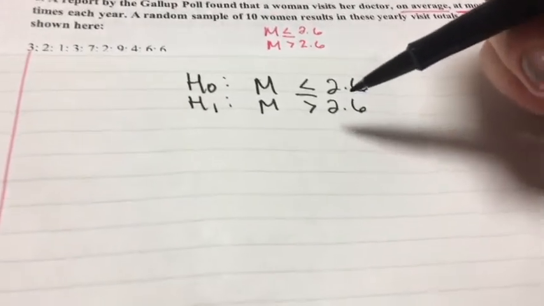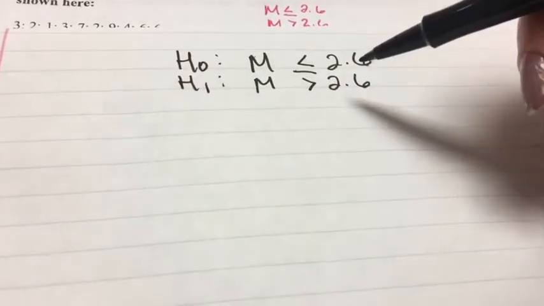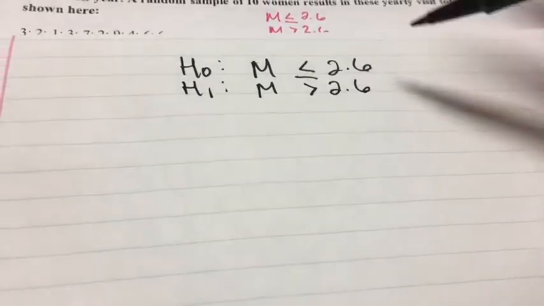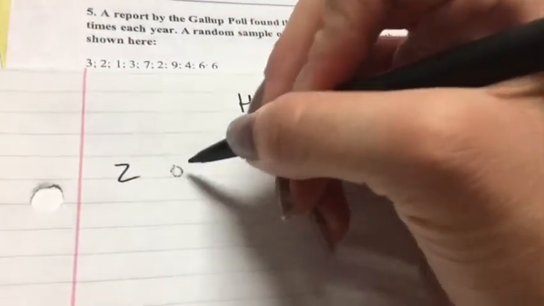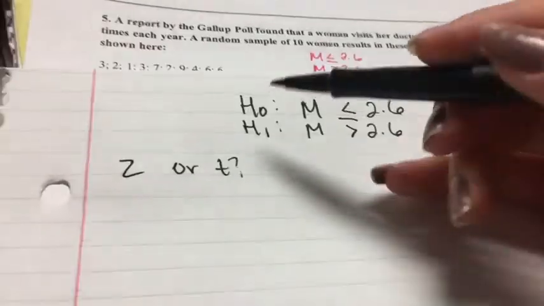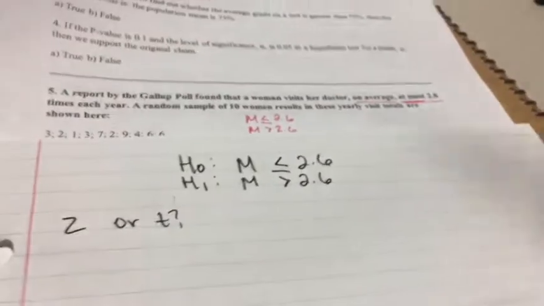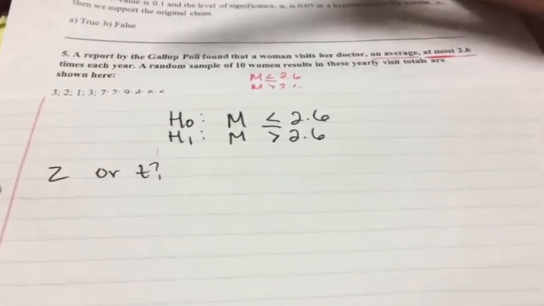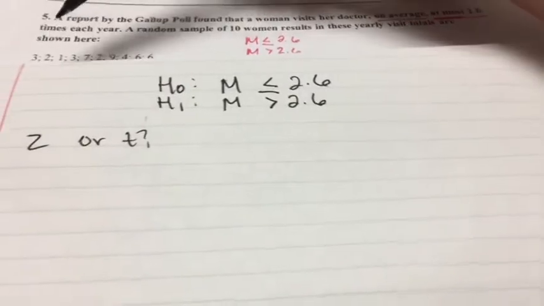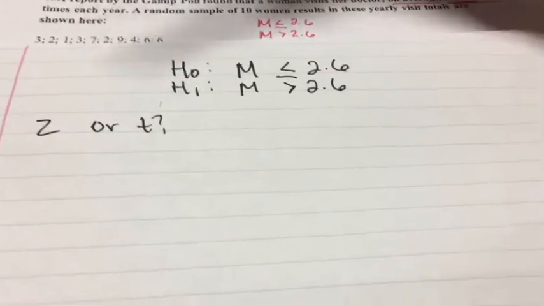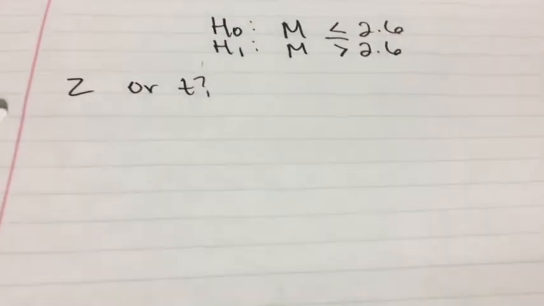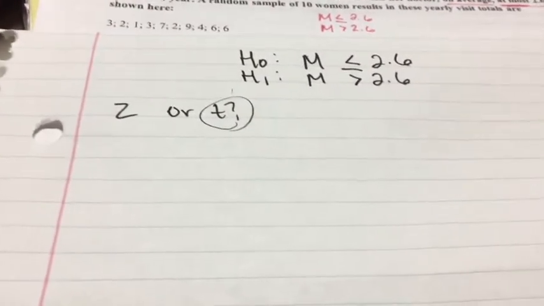And once you have this right here, now you're going to determine what type of distribution you're going to be using. So Z or T. So over here, notice how they don't tell you what your population standard deviation is. So they only give you sample statistics. You're only going to get a sample mean and a sample standard deviation from this data set right here. So since you don't know what your population standard deviation is going to be, you're going to be using the T distribution.